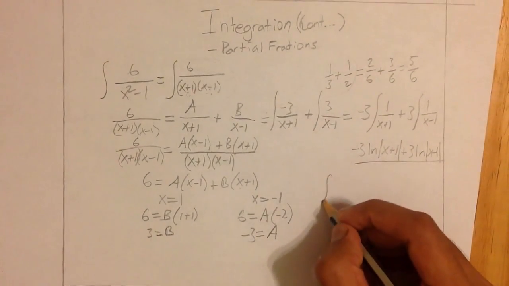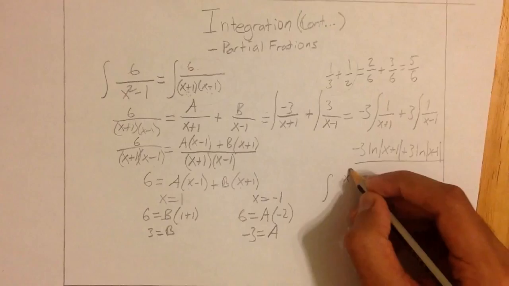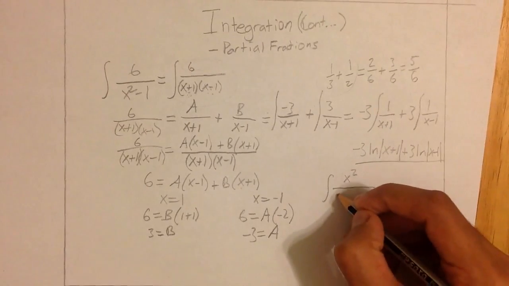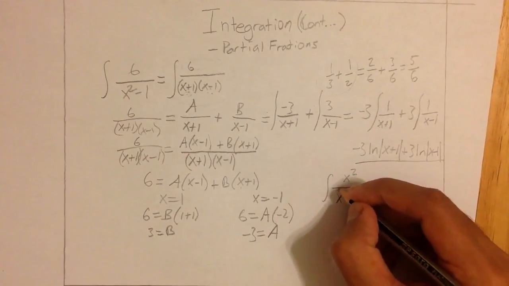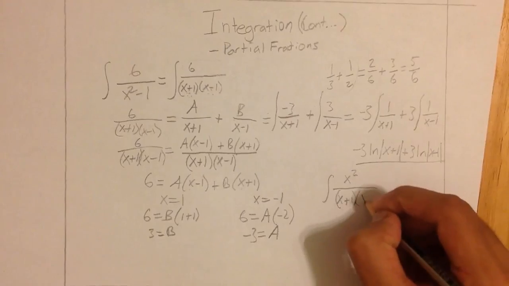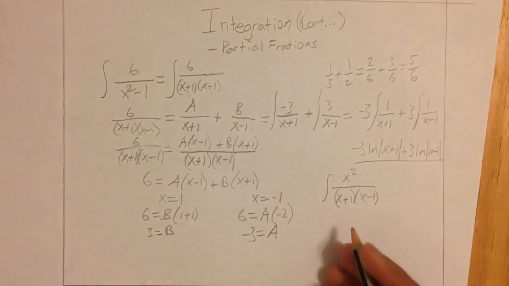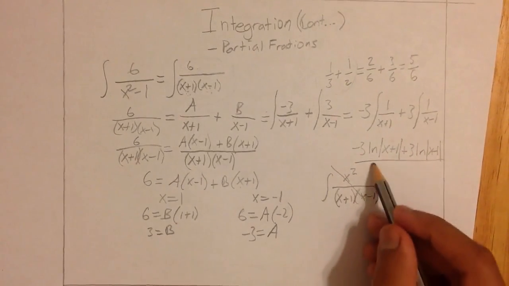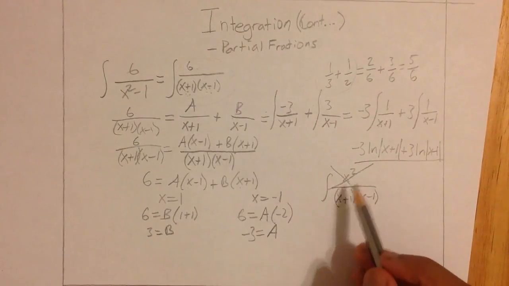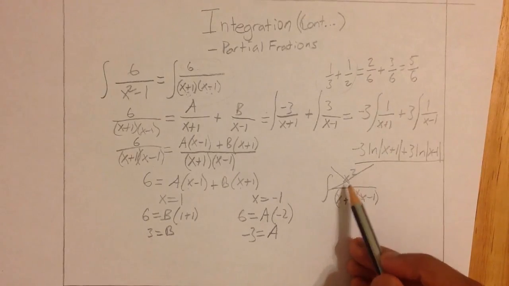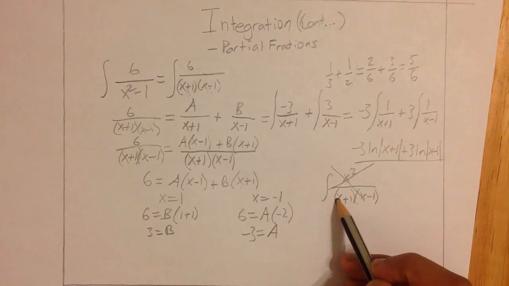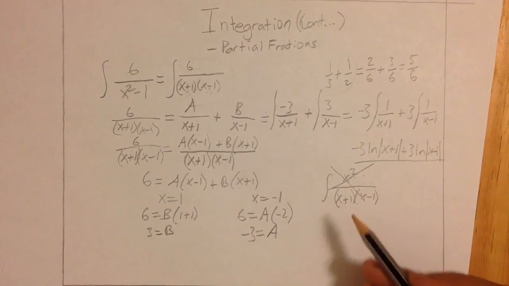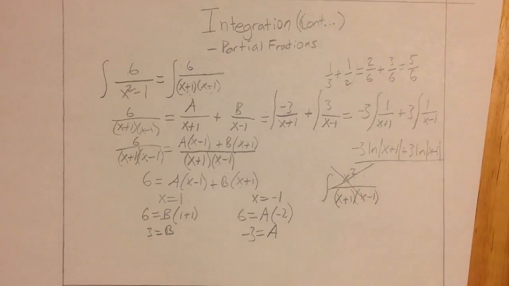Let's say we had something such as x squared over x plus 1 times x minus 1. This would be a bad case for partial fractions because our power in the numerator is 1 more than the power in the denominator. So that concludes the video on integration.